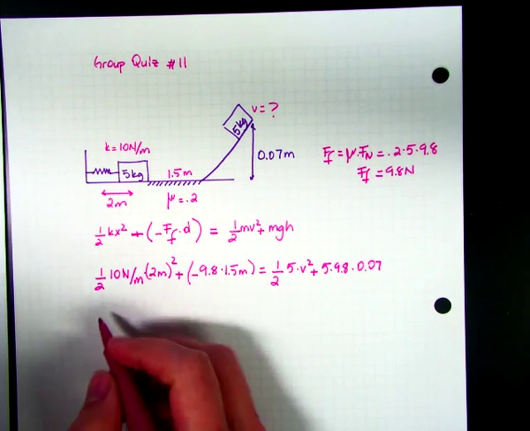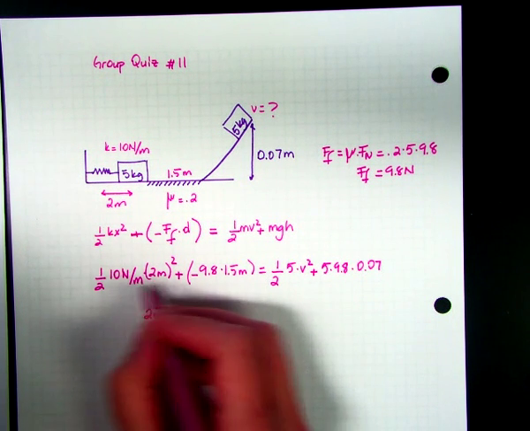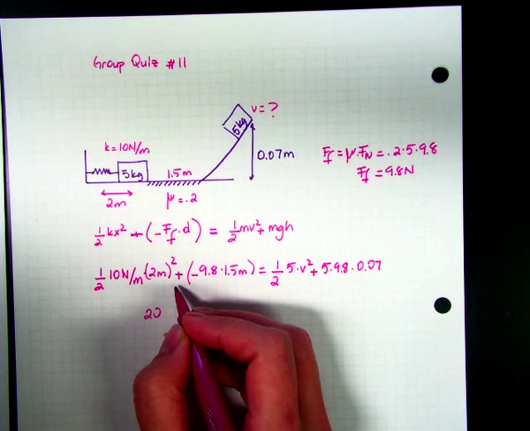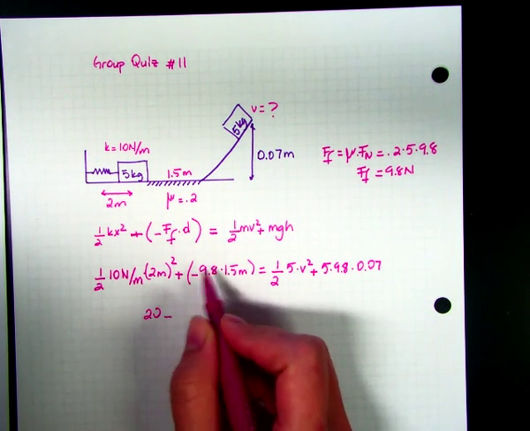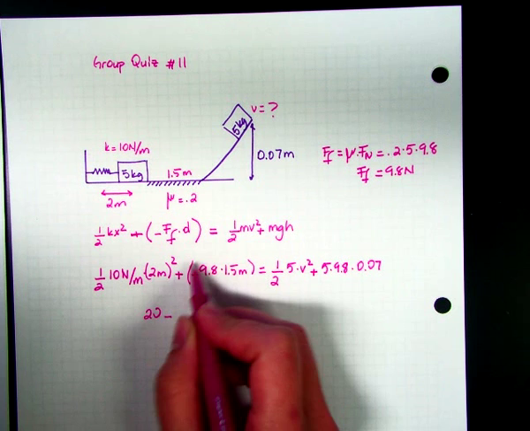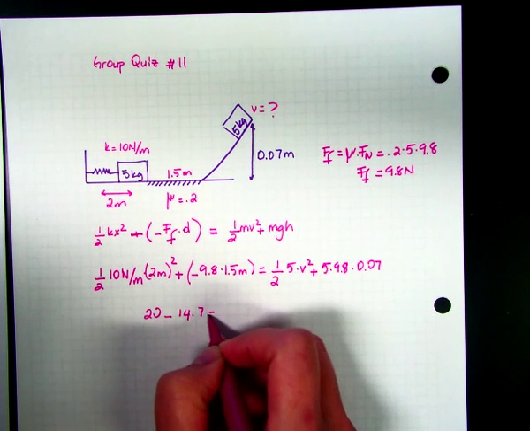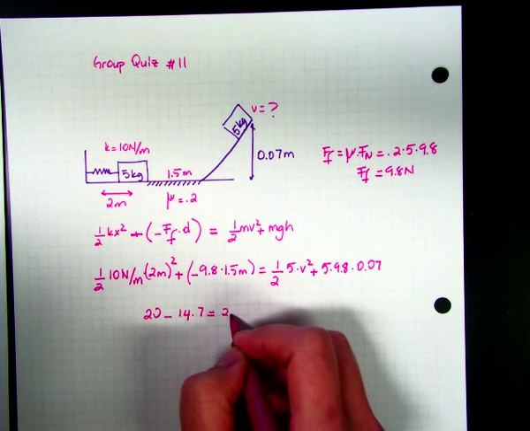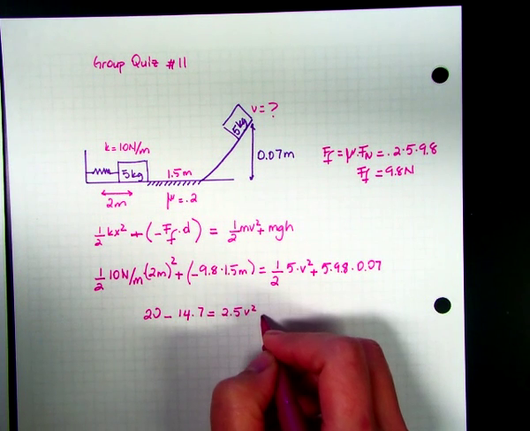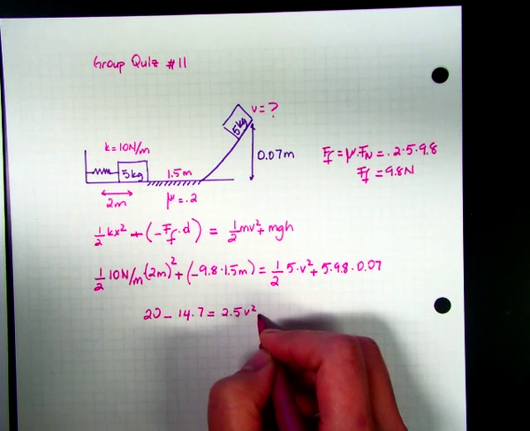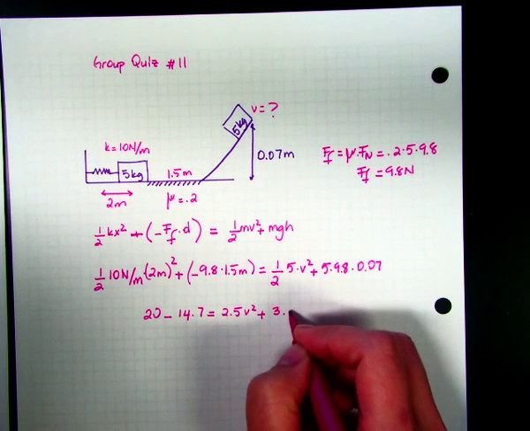So when you do the work, you will find that this will give you 20, and then the work done by the friction force is 14.7, and then I'm just going to simplify the velocity part, 2.5 v squared, plus the potential energy would be 2.4.